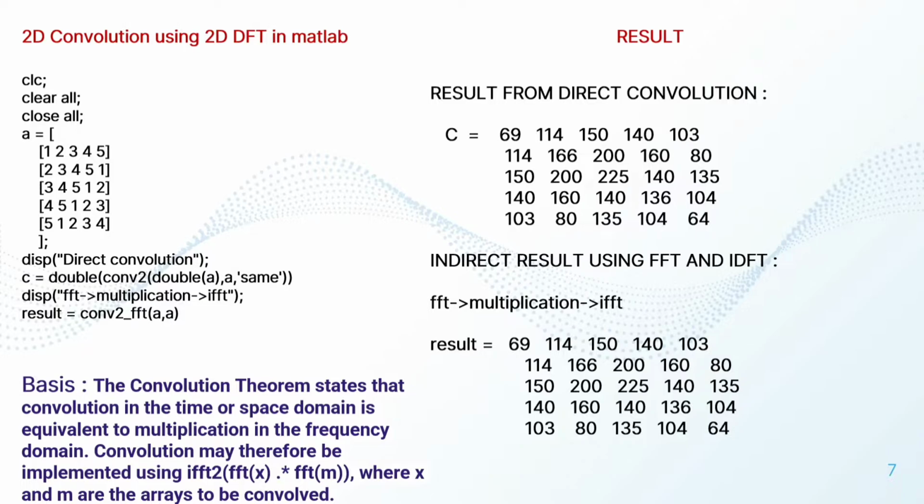Here, the matrix A is convolved with itself and the result is shown here. On the other hand, DFT of the matrix A is calculated and then it is multiplied with itself, and now the inverse DFT of the product shows the result of the convolution operation. We can observe both the results from direct and indirect operations are the same. This is based on the convolution theorem, which states that convolution in the time or space domain is equivalent to multiplication in the frequency domain. Convolution may therefore be implemented using the equation mentioned here, where x and m are the arrays to be convolved.